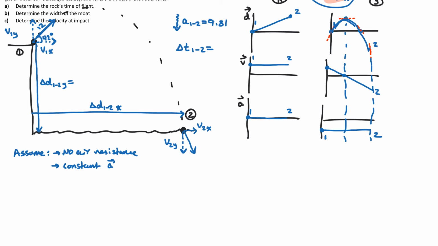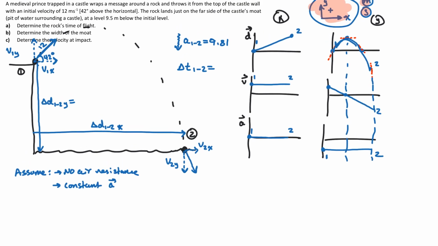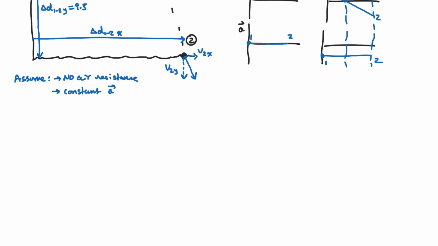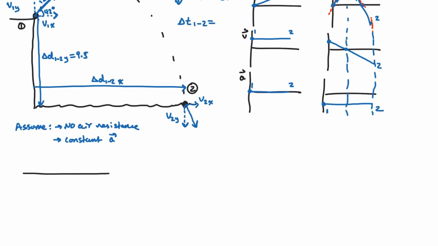This value we do have from the question. I'm just going to go back and make sure we have everything from the question. We have the 12 meters, 42 degrees above the horizontal, and level 9.5. So this displacement in the y direction is equal to 9.5 meters. Okay, first things first, determine the rock's time of flight. Okay, that's not a problem. So before doing that, I'm going to go and write down all the information. And I'm going to go back and forth a little bit here. But actually, I do need the information here. Good.